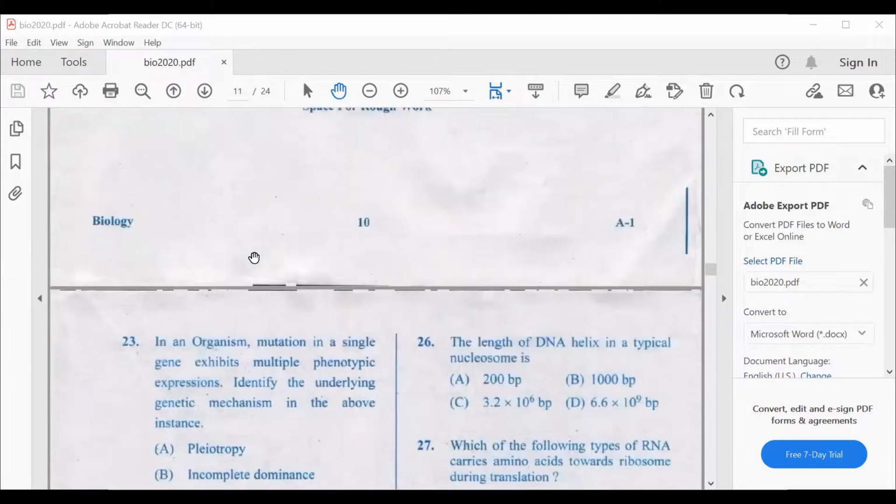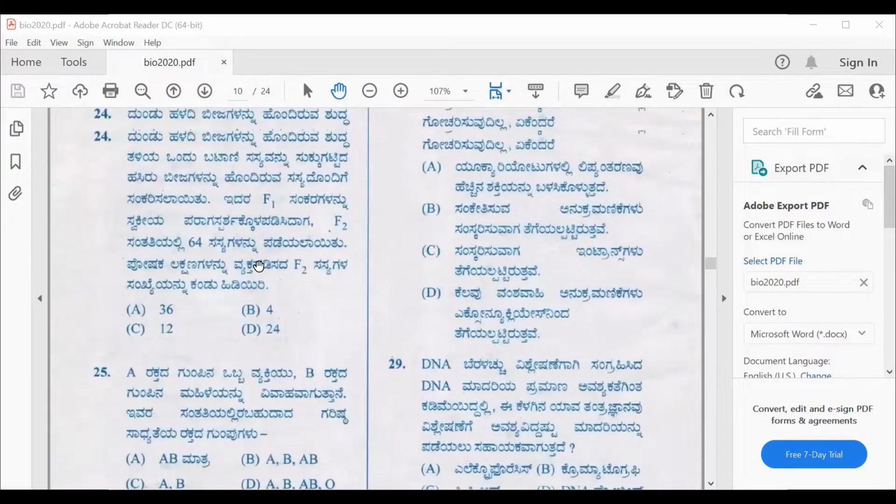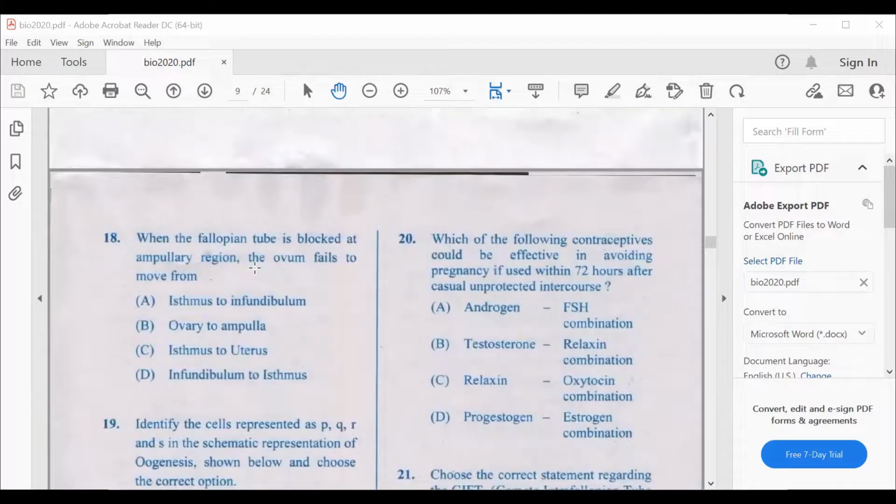Now, the 20th question. Which of the following contraceptives could be effective in avoiding pregnancy if used within 72 hours after casual unprotected intercourse? Within 72 hours after sexual intercourse, which of the following contraceptives will be useful? Androgen FSH combination, testosterone relaxin combination, relaxin oxytocin combination, progesterone estrogen combination. So what is the right contraceptive pill or measure within 72 hours?